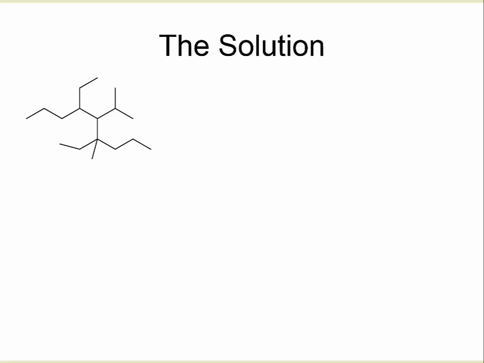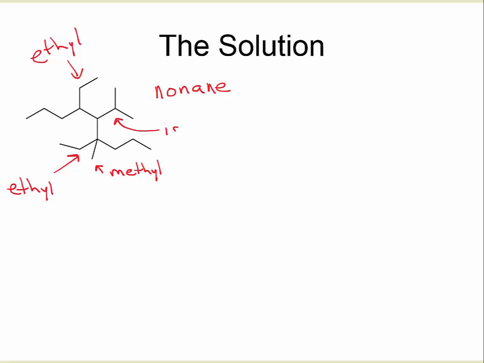All right, let's follow our rules. We first need to find the longest continuous carbon chain. And it turns out that it's 9 carbons long. So this is going to be named as a nonane. We need to identify the substituents that are attached to the chain. I have a methyl, I have an ethyl, I have another ethyl, and I have an isopropyl. So all of these will be a portion of the name.